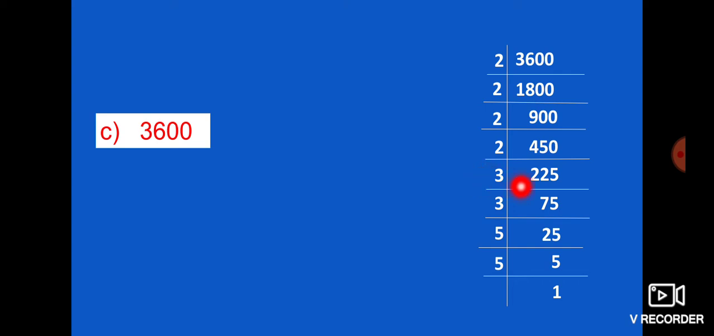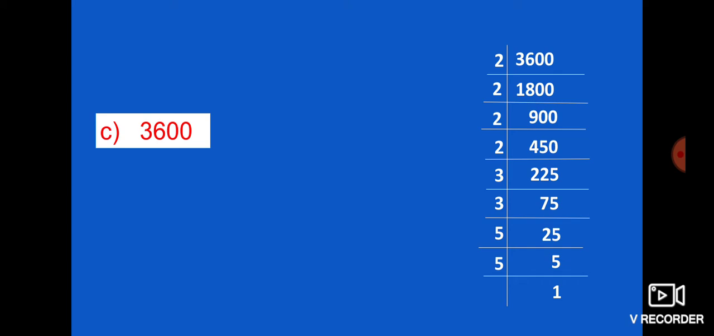So we take 3. In 225, how many 3s? 7 times. Then 7 into 3 is 21. Here 22, remaining number 1. Then 15. In 15, how many 3s? 5. Then in 75, 25 times 3. In 25, 3 is not divisible, so we take 5. 5 into 5 is 25. Then remaining 5, 1.